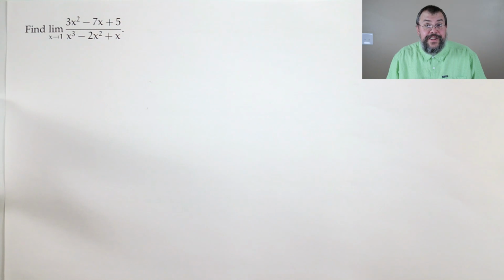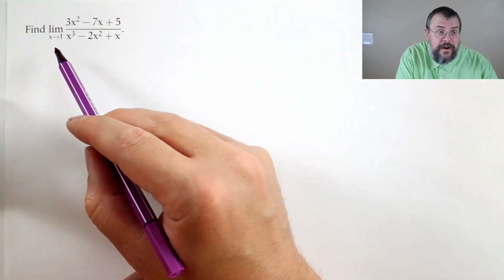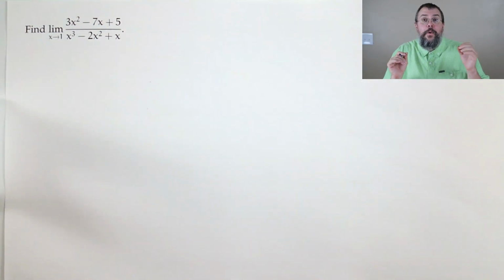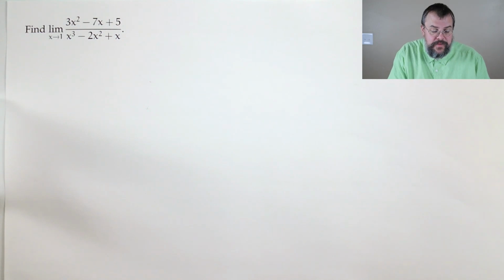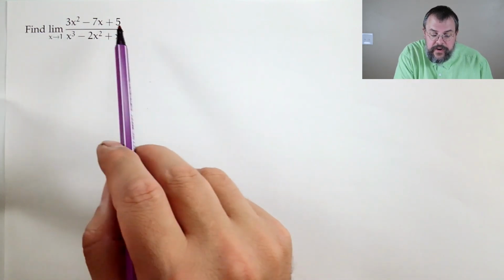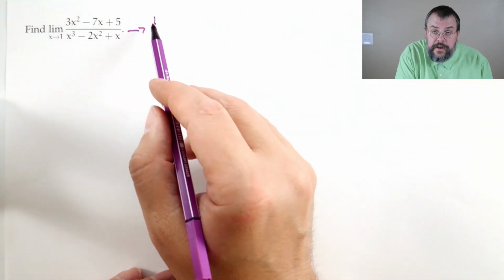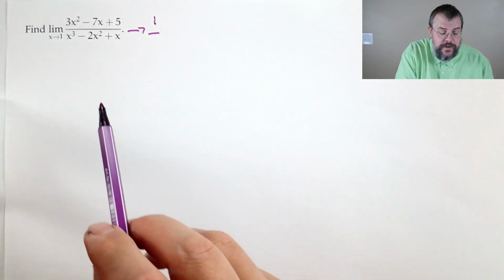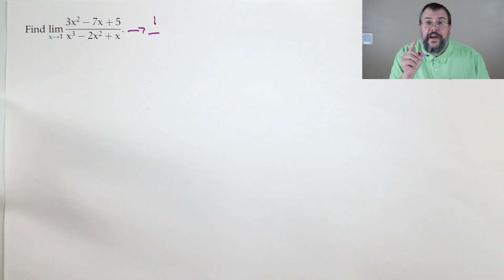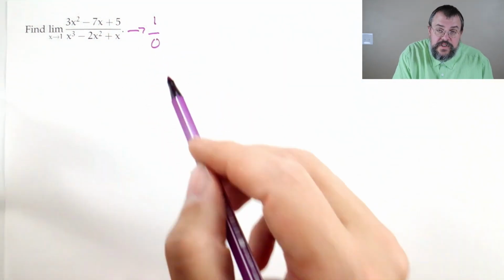So first off, let's think about what's happening. We should always start by plugging in our point and seeing what happens. So let's plug in 1. When you plug in 1, what do you get? Well, you get 3 minus 7 plus 5. 3 and 5 make 8, subtract 7 makes 1. Downstairs, 1 minus 2 plus 1, that's 0. So it goes to 1 over 0.